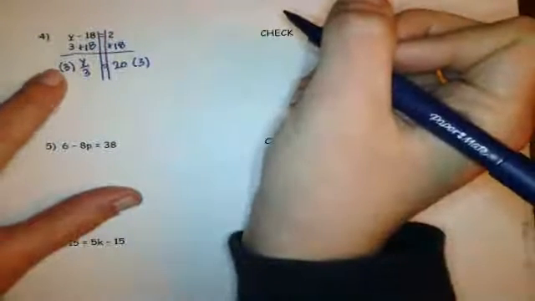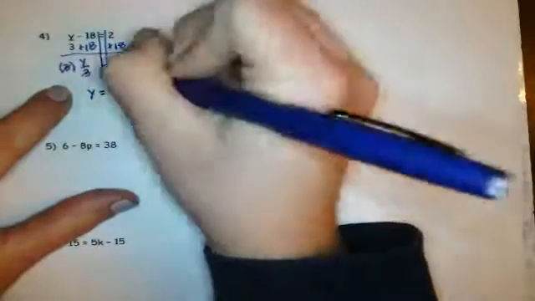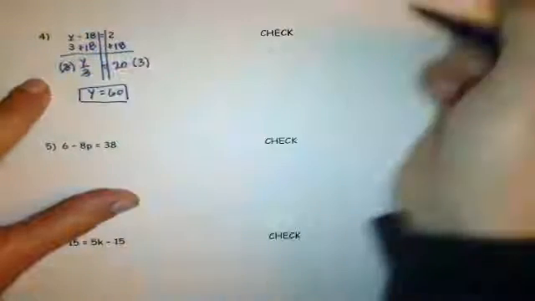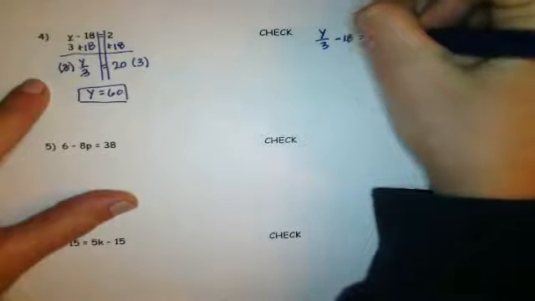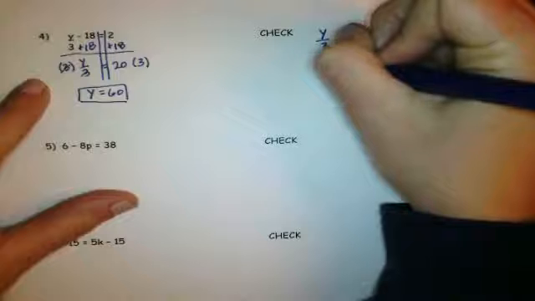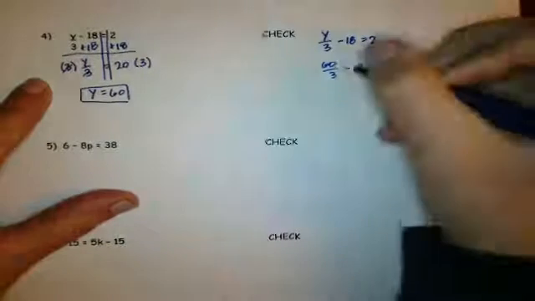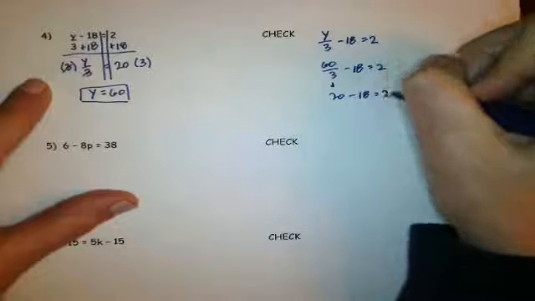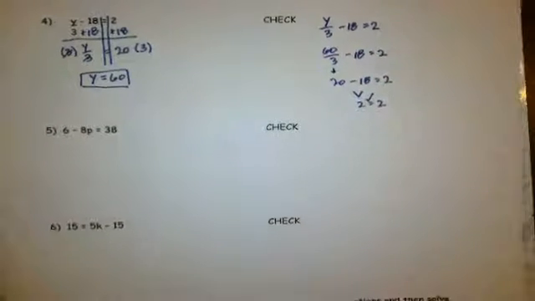Make sure you're not using an x. You should be using parentheses for that. Our 3's cancel out. We bring down the y. 20 times 3 is 60. Okay. So we rewrite the original. In place of y, we're going to put 60. And then remember PEMDAS, 60 divided by 3 is 20. 20 minus 18 is 2, and it checks.